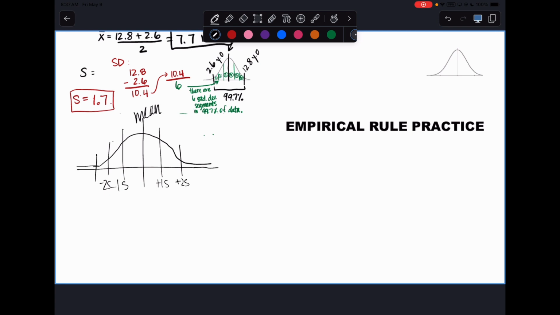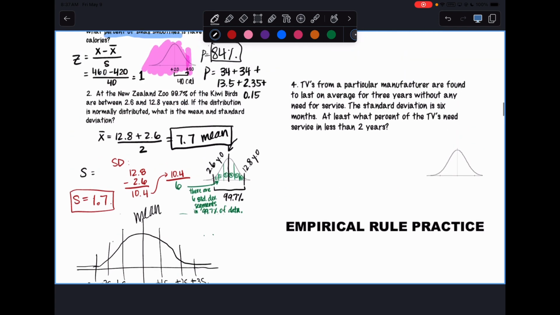And this is 3 standard deviations away. Agreed? Are we good on this so far? Okay. So knowing that, we know that 99.7% falls between 2.6 years and 12.8 years old, right?